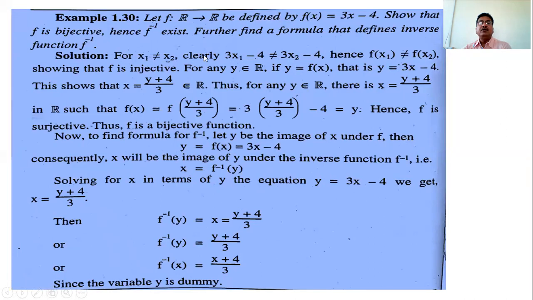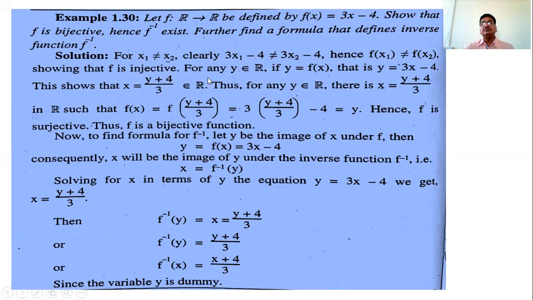And how can we show this? If x1 is not equal to x2, then 3x1 is not equal to 3x2, and 3x1 minus 4 is then not equal to 3x2 minus 4, that is, f of x1 is not equal to f of x2. This shows that f is injective.